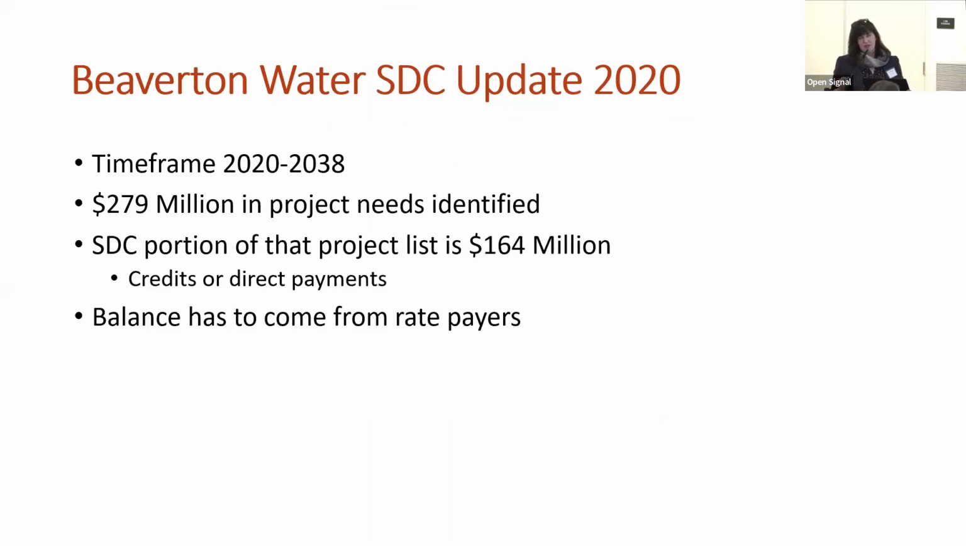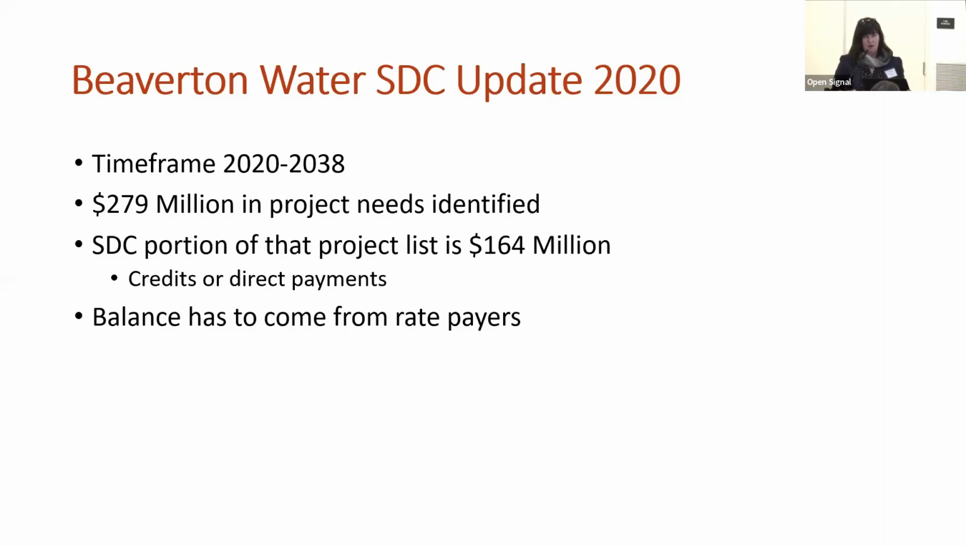So Beaverton updated the water SDC methodology recently. The time frame that included was 2020 to 2038. A total of $279 million in projects needs was identified for that time frame. And the SDC portion of that cost was identified as $164 million. And that, again, would be through either credits for work developers do and get reimbursed for, or direct payments. And then the difference between $279 million and $164 million comes from other revenue sources, usually ratepayers.